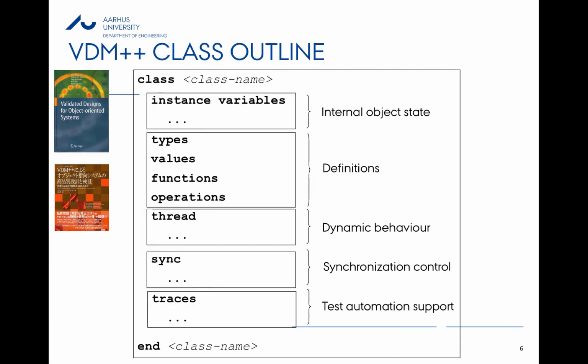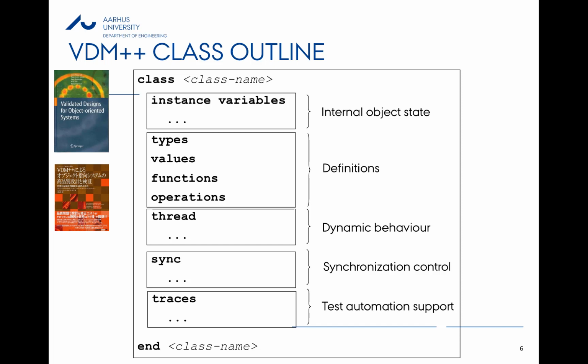In a VDM++ setting, we have also written a book back in 2005, and there's a Japanese translation of this one as well. And here we have a notion of classes, we have inheritance, multiple inheritance. State here is called instance variables. The kinds of definitions are otherwise the same, except that there is a way of doing threading, so having concurrency described.